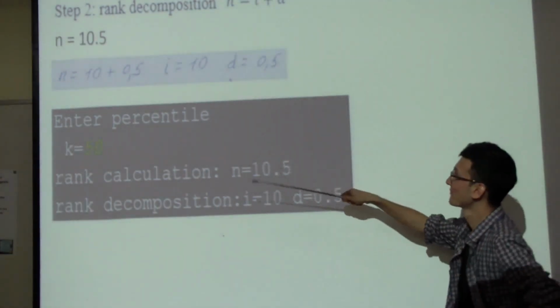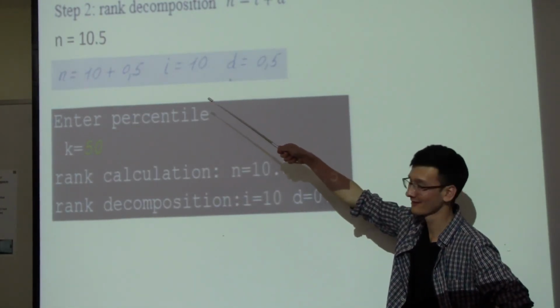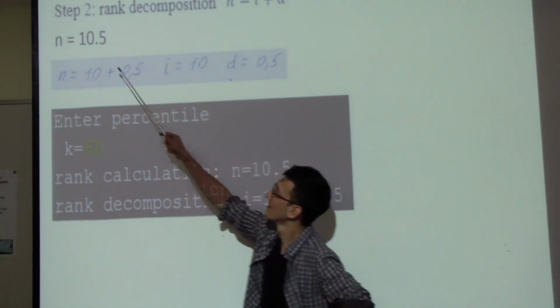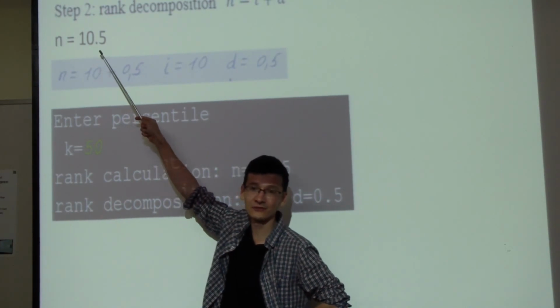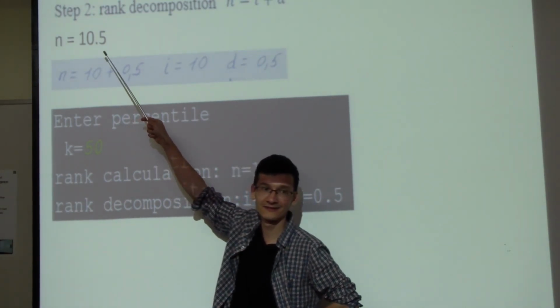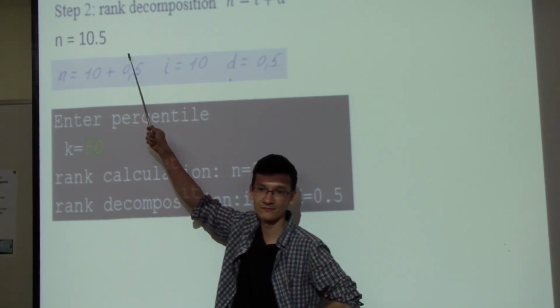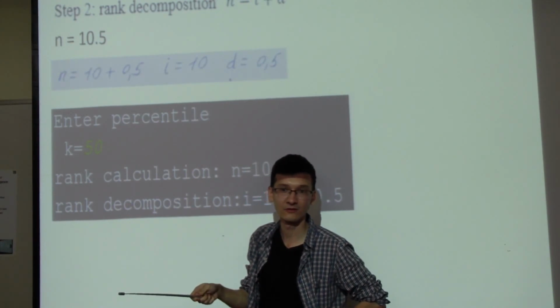Look, here I have 10.5. This is a float number. How can we change this into an integer number in the program? Turning a float number into an integer number. What function do we use?